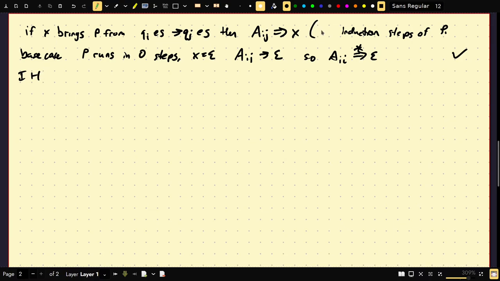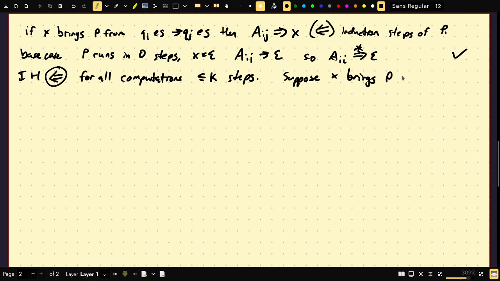So we'll call this the backwards direction, right? I'm going to say assume this theorem is true for all computations which take less than or equal to k steps. Now, suppose X brings P from q_i empty stack to q_j empty stack in k plus one steps. So again, we have the two cases. So we have case one.